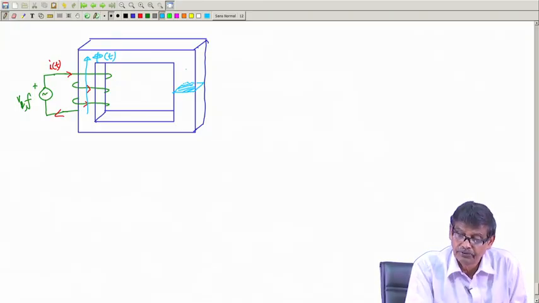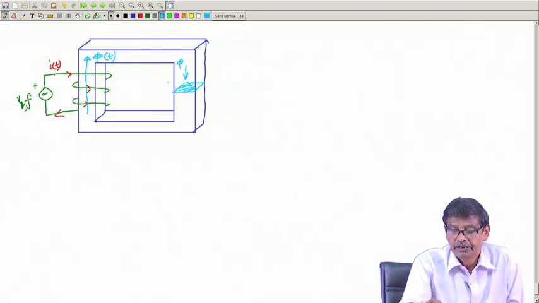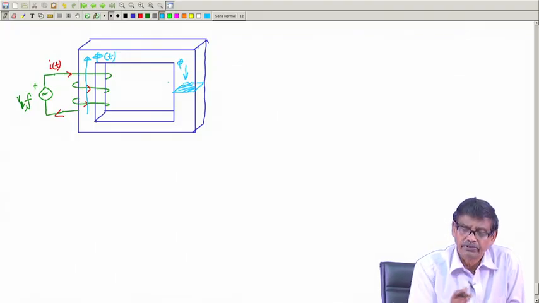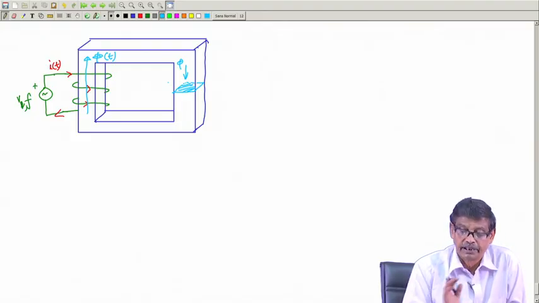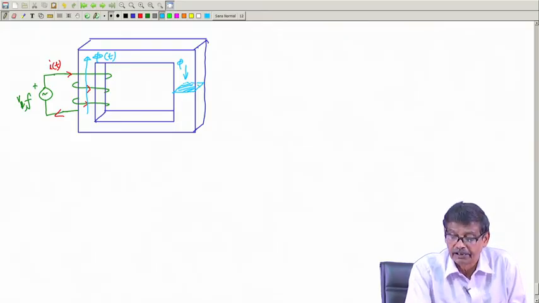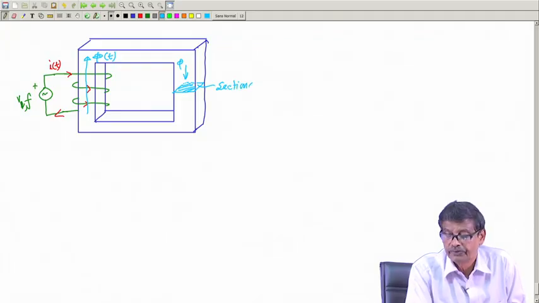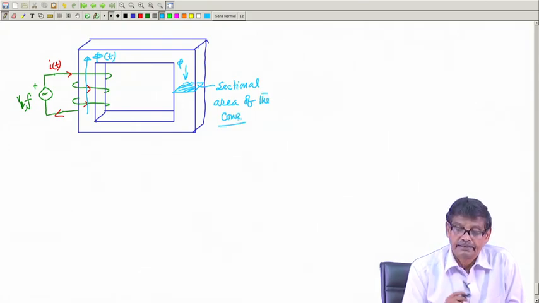So, flux will be flowing perpendicular to the area. Any area you consider, the flux is crossing perpendicular to that area. This is called the core area, the sectional area of the core.